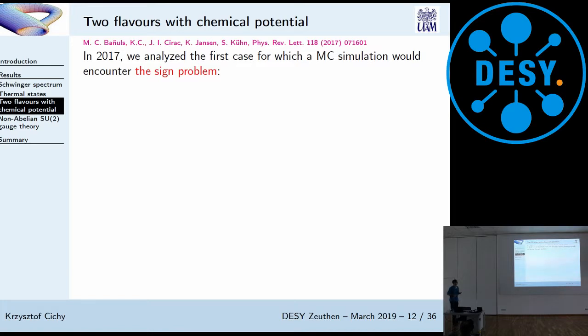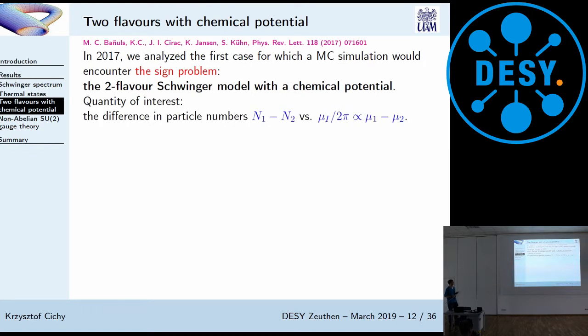Okay, so now I move on to the case where we would encounter the sign problem in Monte Carlo simulations. In the one-flavor model, you do not have a sign problem. Basically, there the physics does not depend on the chemical potential, so it doesn't make sense to introduce this. In the two-flavor case, we would have a sign problem in Monte Carlo, and our observable of interest was the difference in particle numbers of flavor 1 and flavor 2.